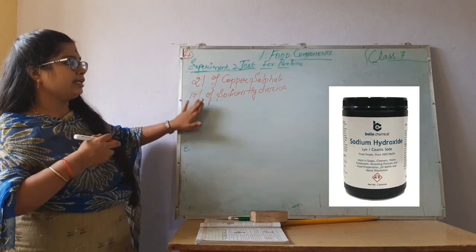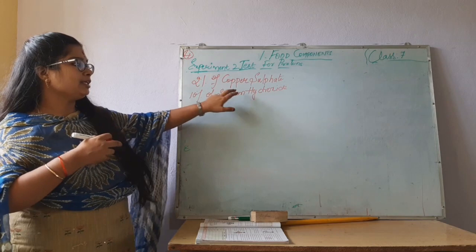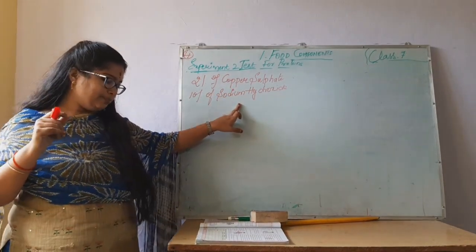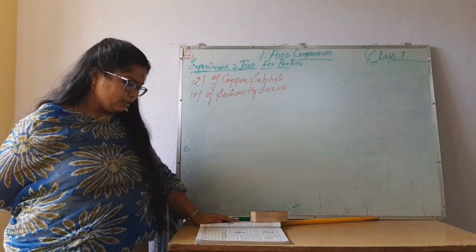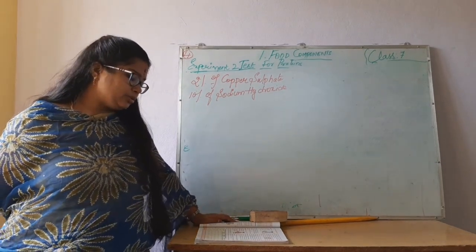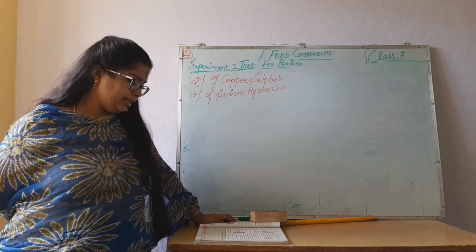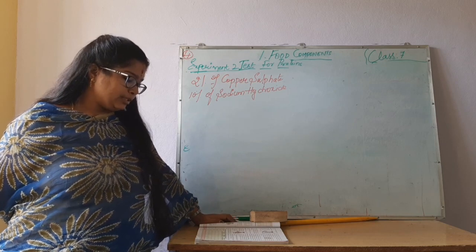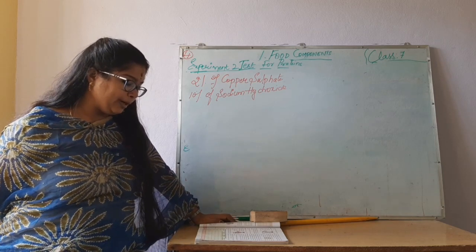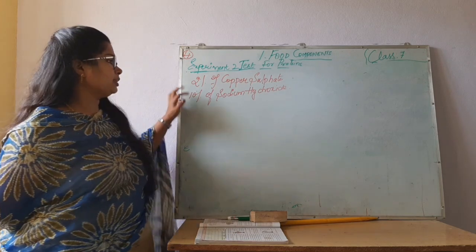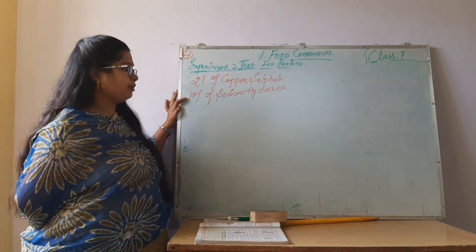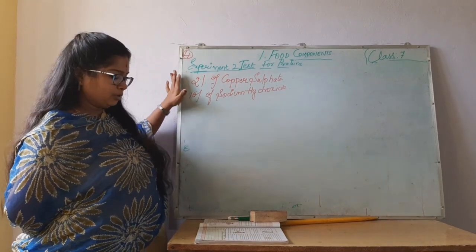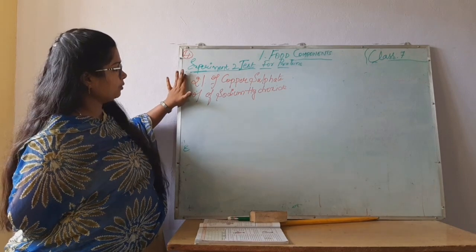See, the copper sulfate will be in the form of crystals, and sodium hydroxide also. See, I'll read out one. Preparation of 2% copper sulfate solution and 10% sodium hydroxide solution. So you need to prepare these two first. These are not readily made. So to make these two, first what do you want?